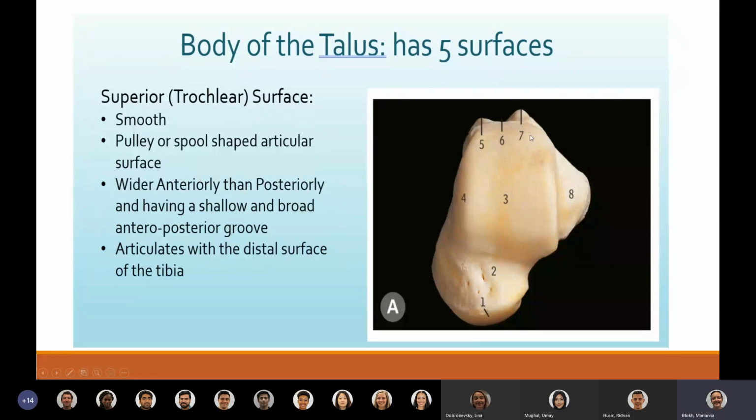all right, so superior surface. They do ask board questions on the superior surface of the body of the talus. Why? Because of the unique trochlear shape of the top or the superior surface of the body of the talus. It's a pulley or spool-shaped articular surface, okay? What's important about it? It's wider anteriorly, okay, versus posteriorly, and it has a shallow and broad anterior-posterior groove, okay? So it has a groove over here, a shallow one, and it's broader anteriorly.